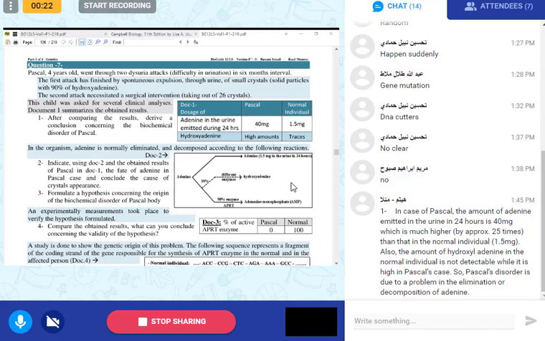Right? Yes. The enzyme APRT does not convert 90% of the adenine into AMP, adenosine monophosphate. So now most of the adenine is converted to hydroxyadenine and the remaining high amount remains as it is. That's why in the urine of Pascal you see 40 milligram adenine and a high amount of hydroxyadenine. Right? Yes. Okay.